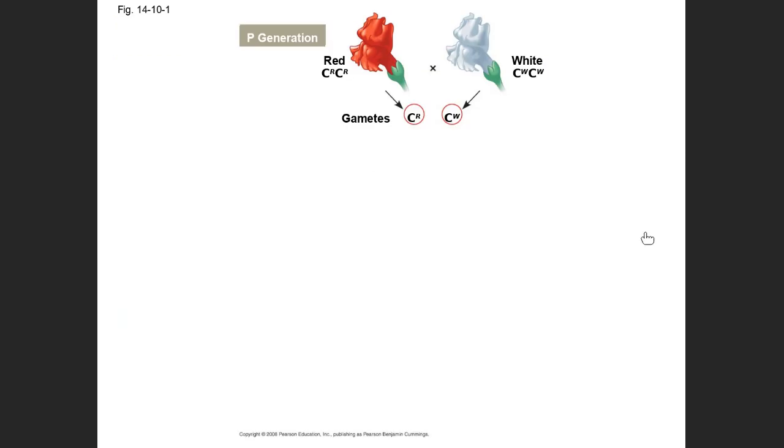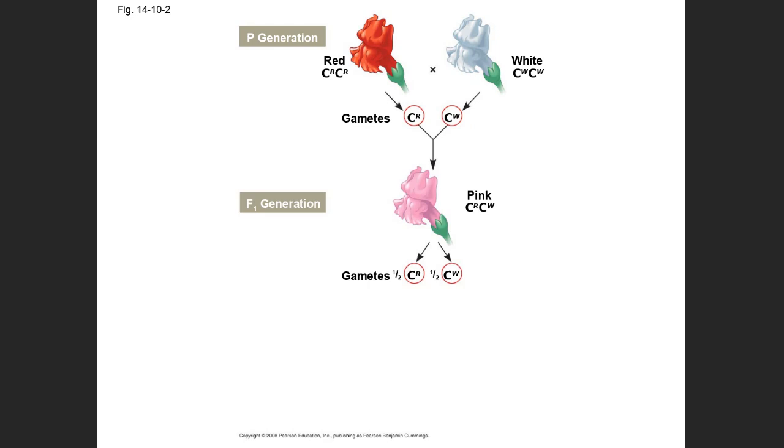So here we have some flowers, red flowers and white flowers. When we cross our two parental strains, and remember these are true breeding strains, so red mated with red produces red, white mated with white produces white flowers. But when we cross the red and the white flowers together, we get pink. So the offspring are pink. They're neither red nor white. It is an intermediate phenotype.